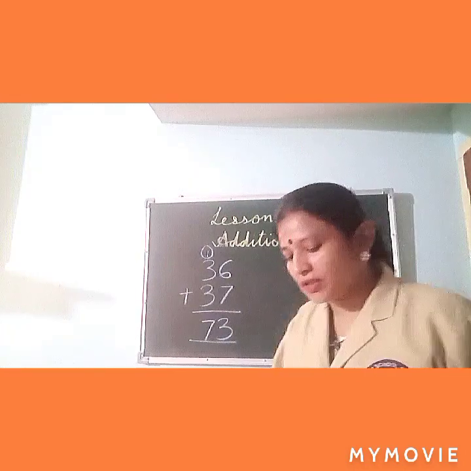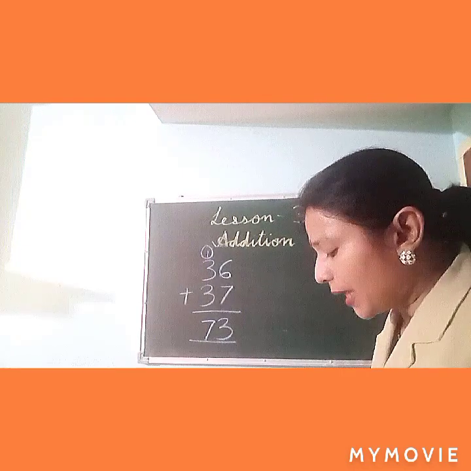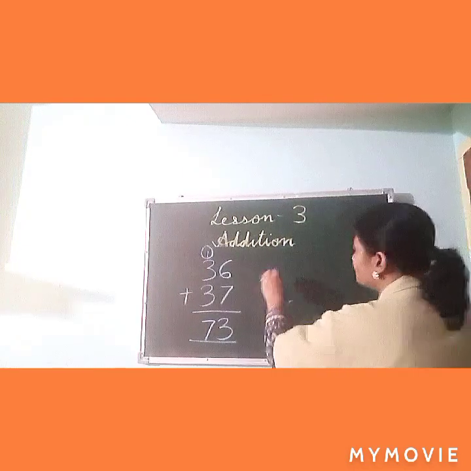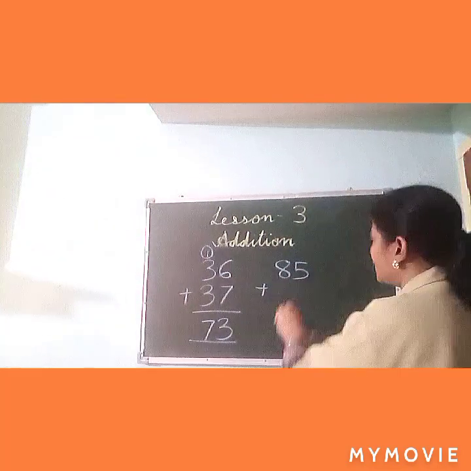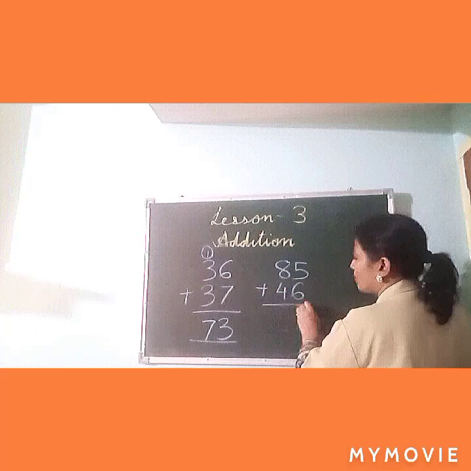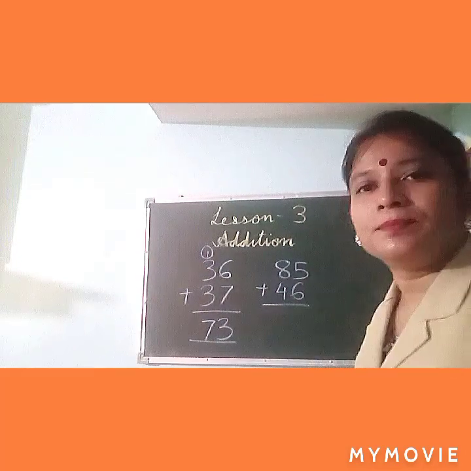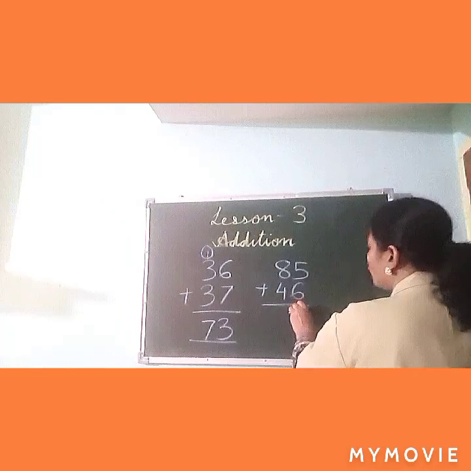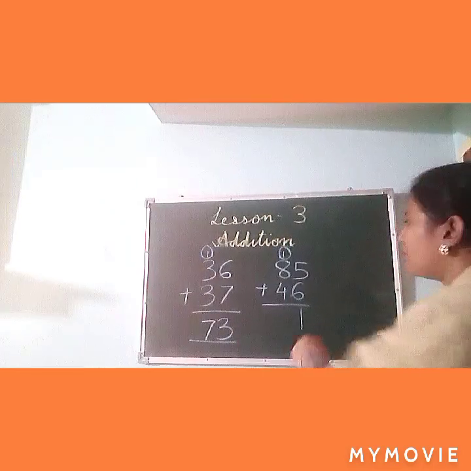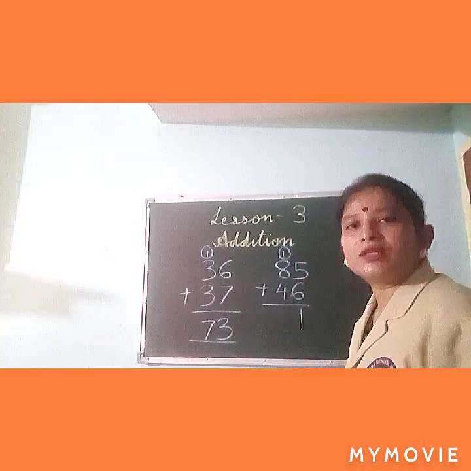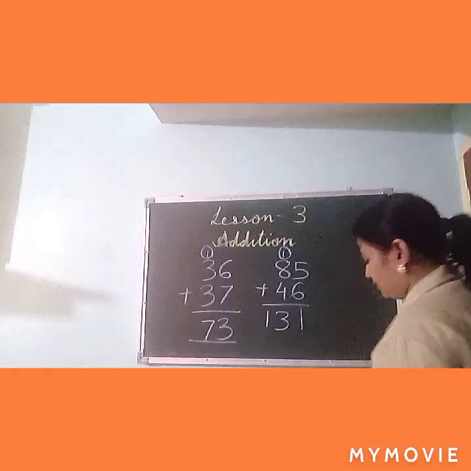Now come to the sum which is given in 58. Digits are 85 plus 46. 5 plus 6 is 11. One you will write here and the other one you will carry forward. 8 plus 1 is 9 and 9 plus 4 is 13. So you will write 131.